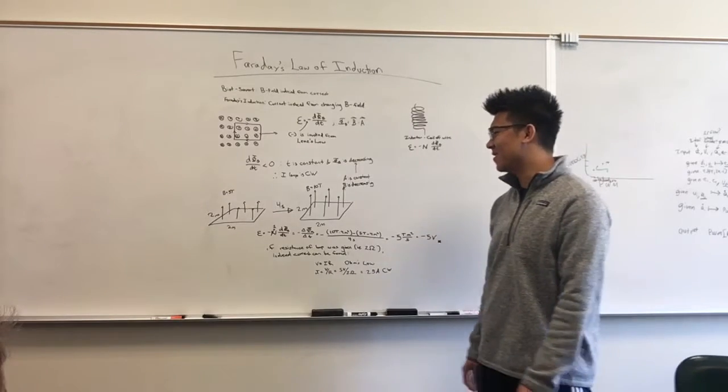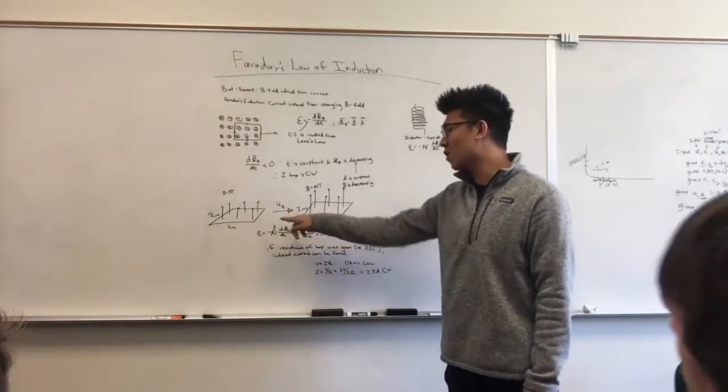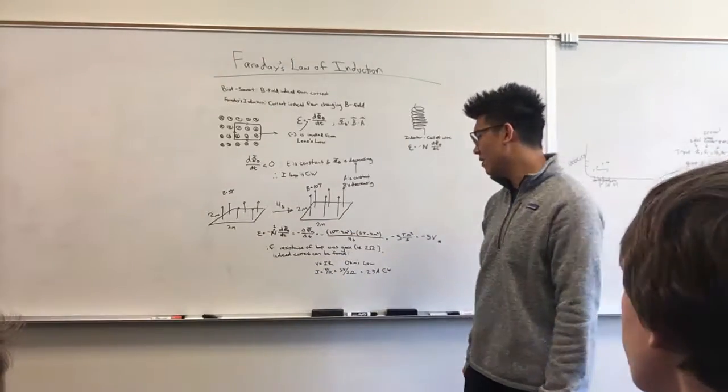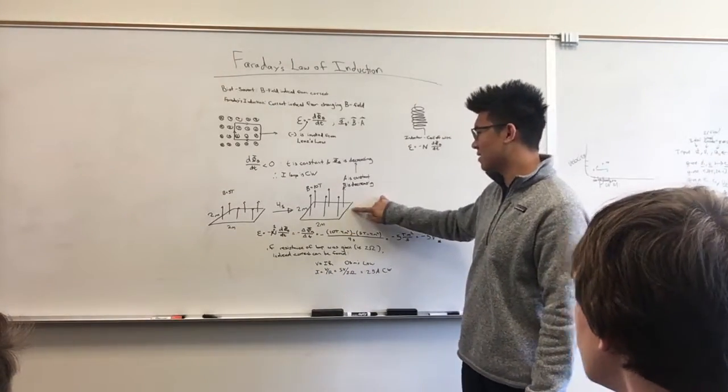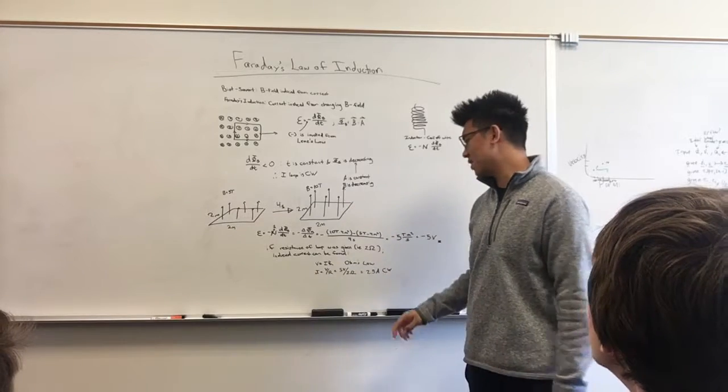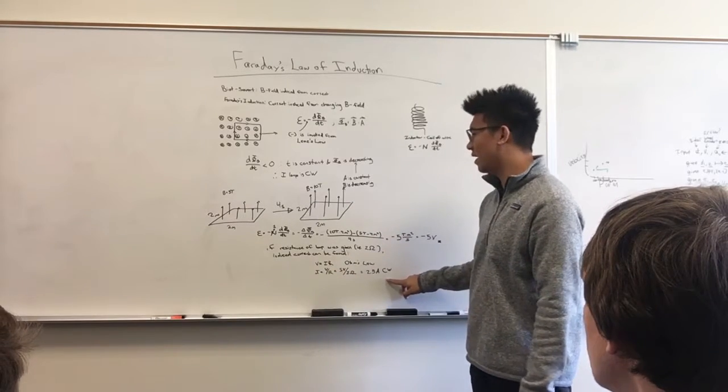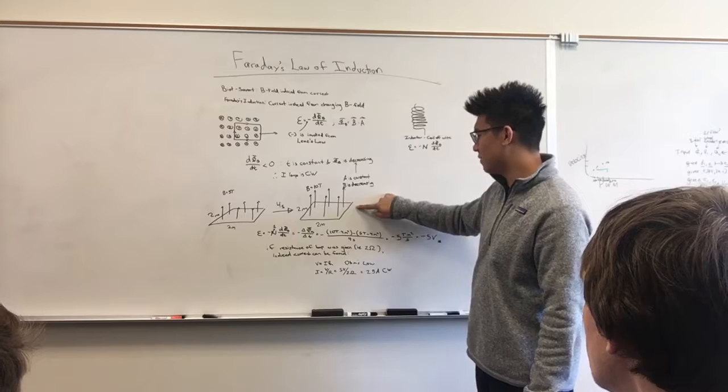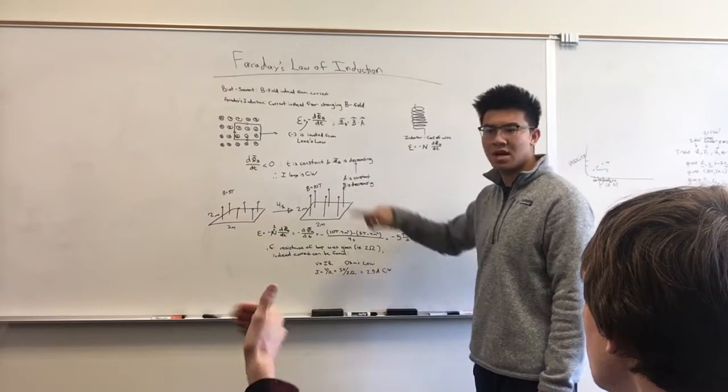If you were given the resistance of these coils, you'd be able to find the induced current. Let's say the resistance of these loops was 2 ohms. Then you would just use Ohm's law to find that the current going through this loop after that time is 2.5 amps in the clockwise direction.